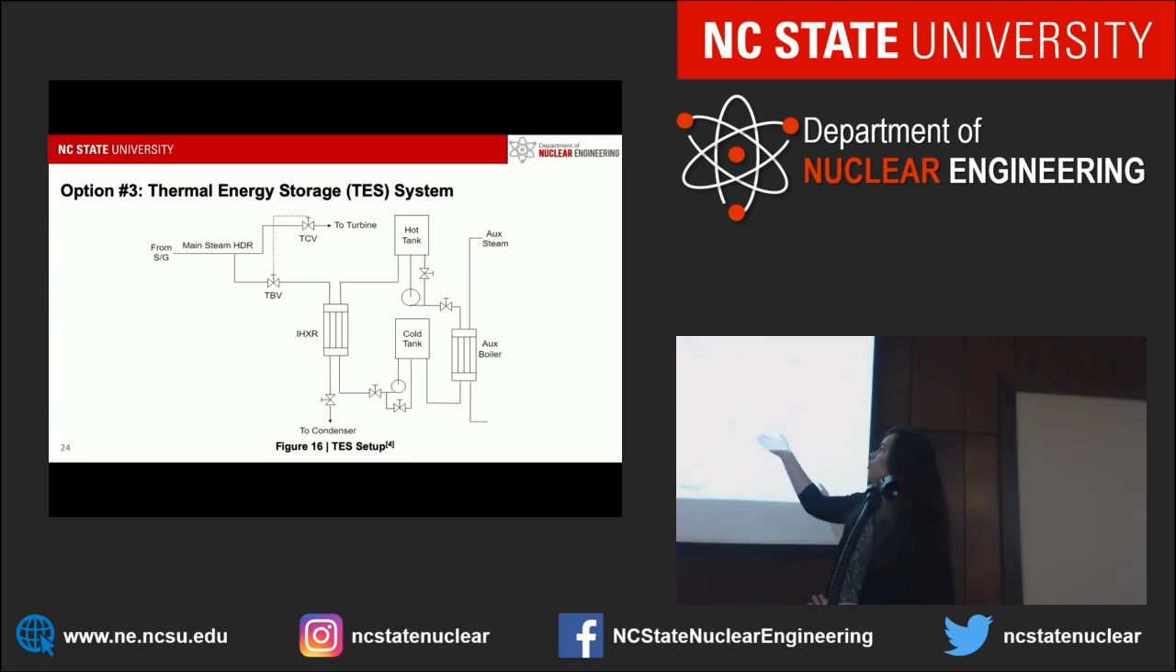Here, steam is diverted from the main steam header upstream of the turbine control valve. This allows the turbine bypass valve to keep the pressure in the steam header constant whenever the turbine control valve changes with changes in electric demand. The diverted steam is sent through an intermediate heat exchanger where its energy is extracted before being sent back to the main condenser. The extracted energy is collected inside of a hot tank and can be used for heat input for building heat or desalinization plants or other heating purposes.